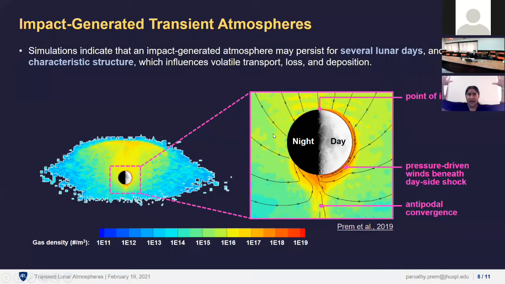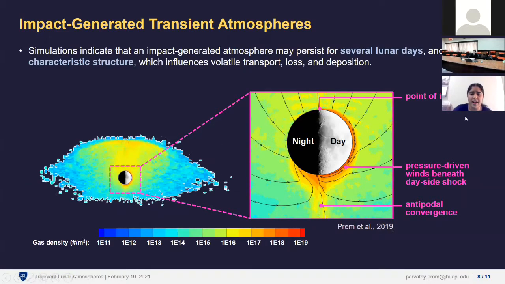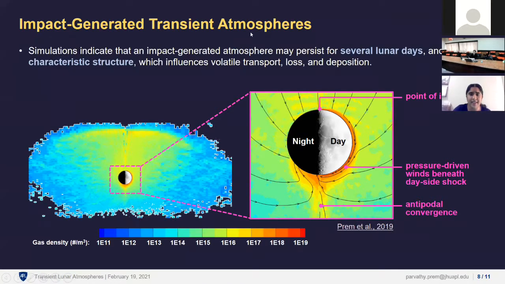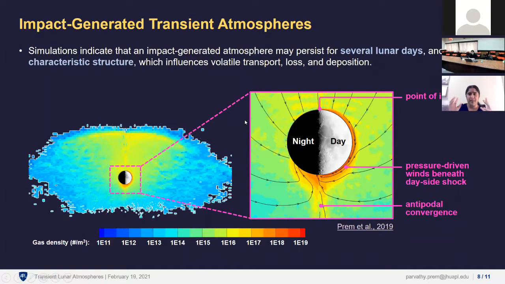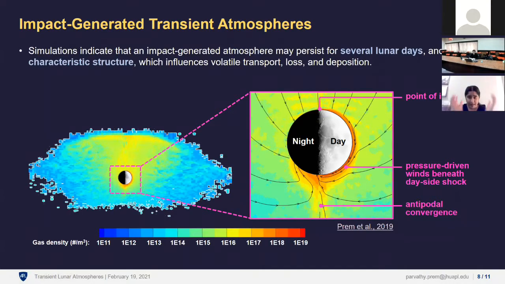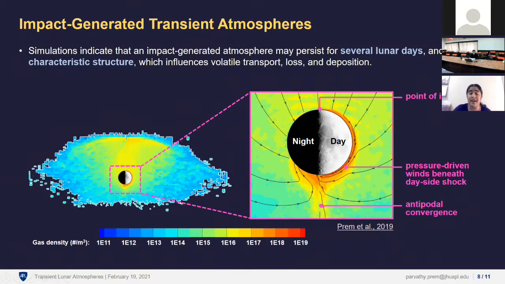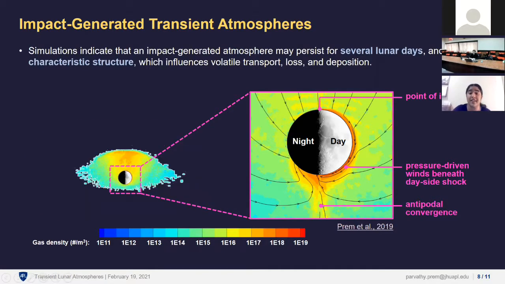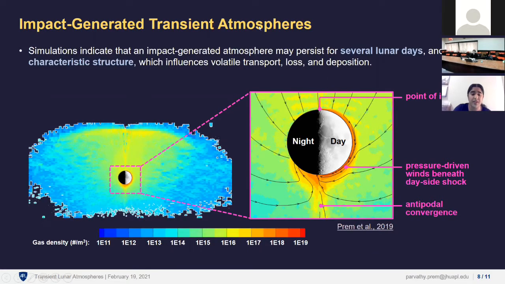Vapor expands out and then it falls back and then it moves around in characteristic ways. And so the behavior of that transient atmosphere is what affects how much water remains gravitationally held, and also how much of it is lost to space and how much of it is ultimately deposited near the North and South poles.